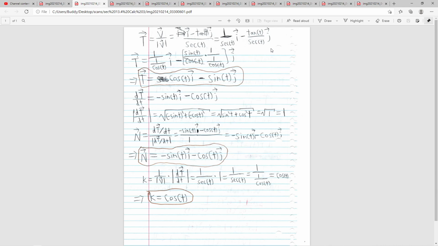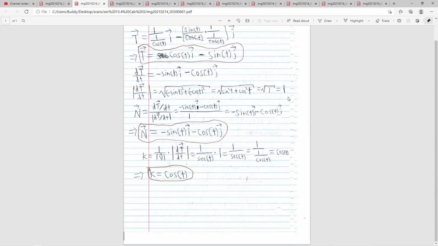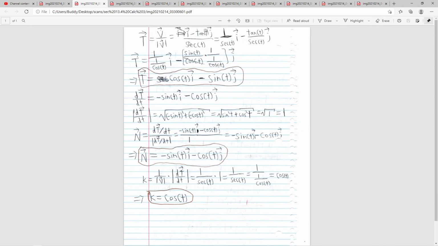Oh, but we're going to simplify it down because we're going to have to take a derivative of this. We especially want it to be simplified because we want to make our derivative easy. When we take the derivative of the tangential unit vector, whatever it's called exactly, these vectors all blur together. The vector capital T is 1 over secant t i minus tangent t divided by secant t.